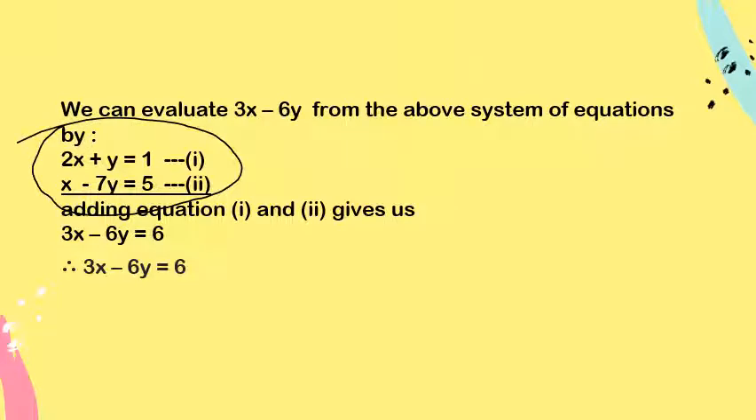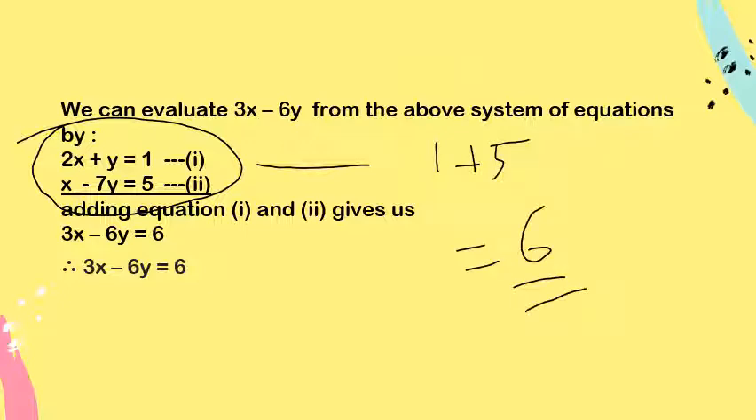If you try to manipulate the equations in such a way that when you add them, what will happen? 2x plus x, you will get 6x. Y plus minus 7y, you will get minus 6y. Bravo! Which means that what they ask you to find is 3x minus 6y. And by just adding the equations, you're going to get 3x minus 6y. It simply means all you need to do is to add 1 plus 5 on the other side, and that will give me 6.